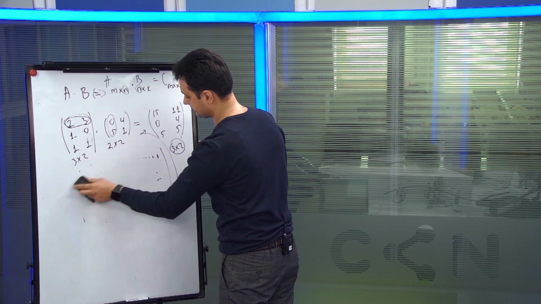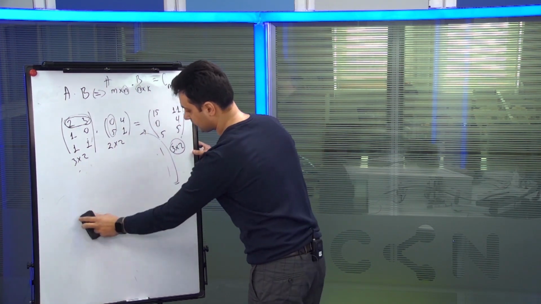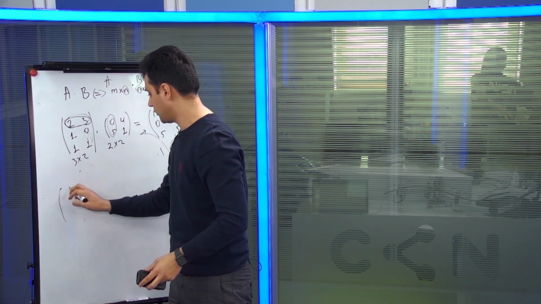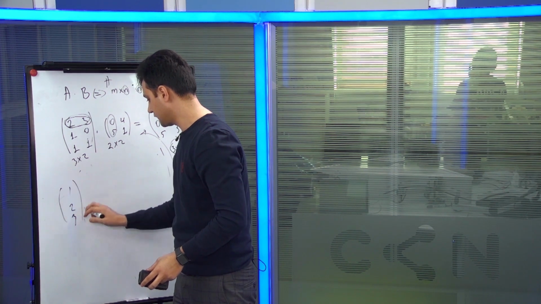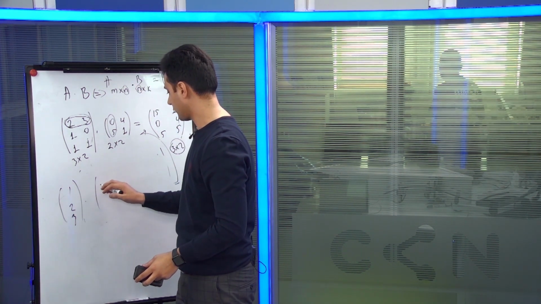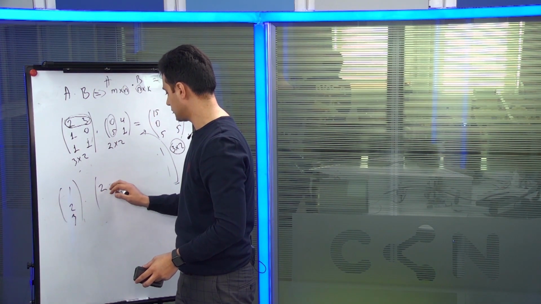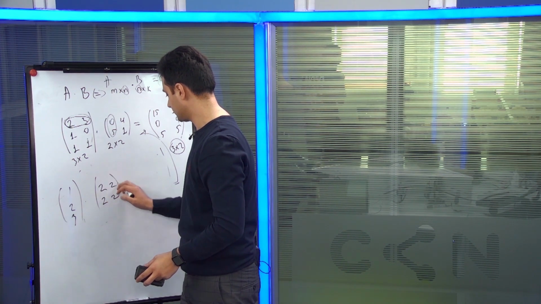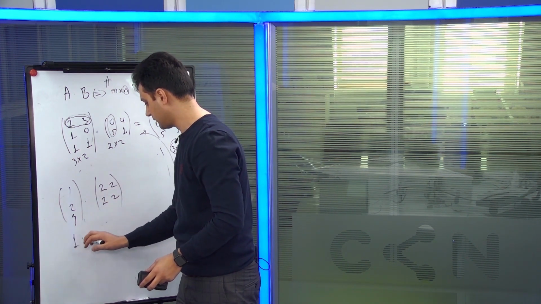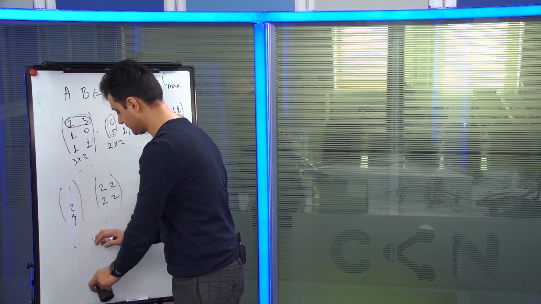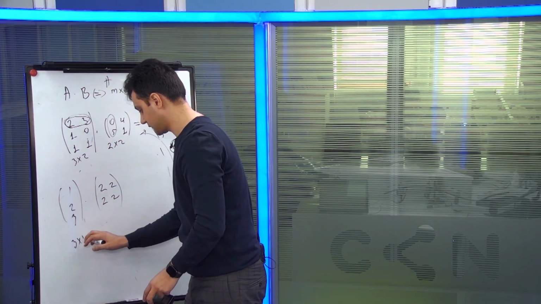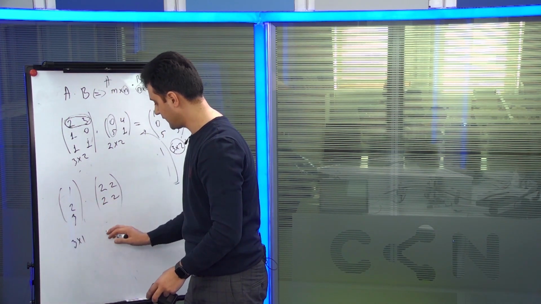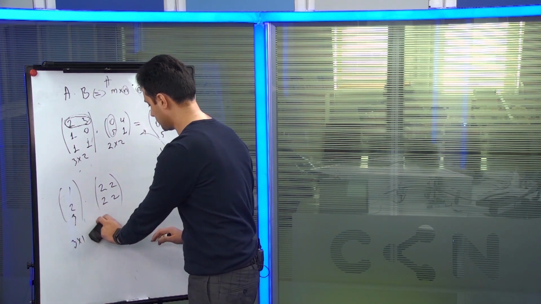For example, if we have [1, 2, 3] multiplied by [2, 2, 2, 2]. So this is a 3 by 1 matrix, right? 3 rows, 1 column. And this is a 2 by 2 matrix.